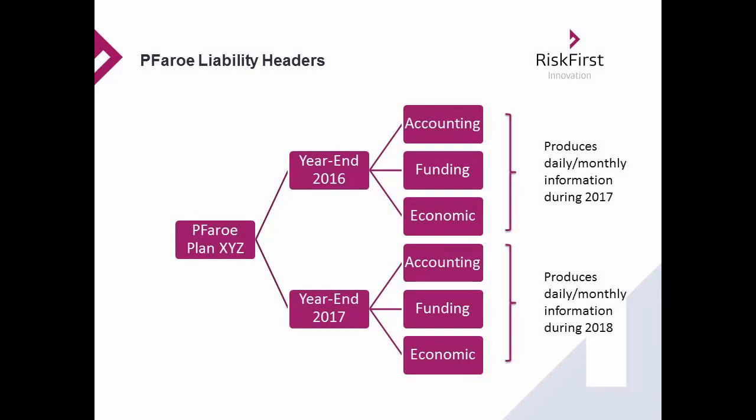Now, a liability header is an important PFaroe concept. A header effectively defines one liability basis at one point in time for all PFaroe analytics that are produced from it. A single plan might have 3 or more liability headers at a single point in time. For instance, 1 for accounting or US GAAP liabilities, 1 for funding or PPA liabilities, and 1 for PBGC liabilities. These would all be defined at one date, for instance, December 31, 2016. When updating for a new year at December 31, 2017, the user would then likely create 3 additional headers for that plan using new cash flows, modified economic assumptions, etc.